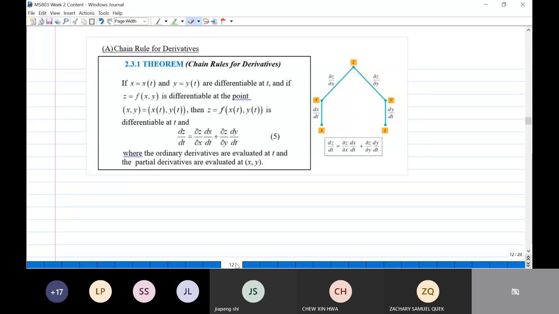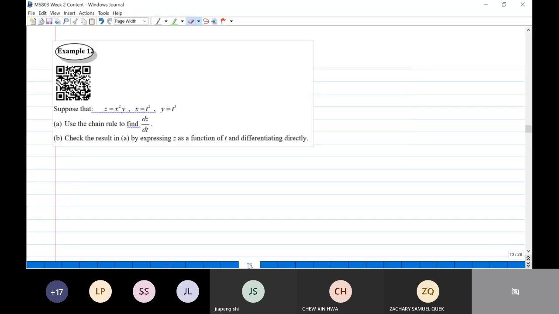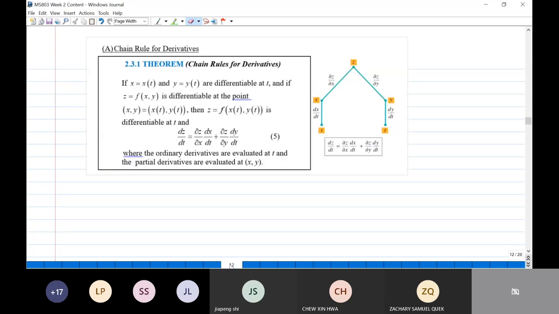Which is called the chain rule. Okay, the real chain rule. So before I talk about the chain rule, this is the chain rule, the simplest one. There's a harder chain rule also, but this is the simplest one.